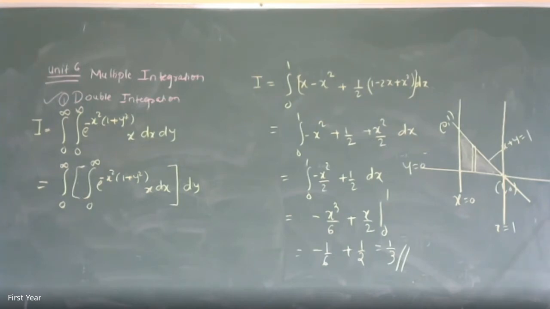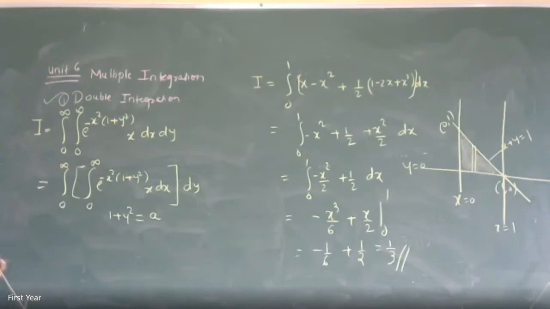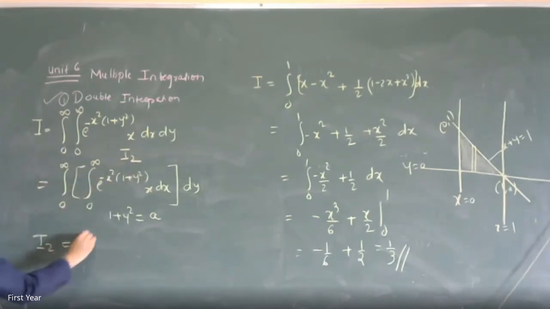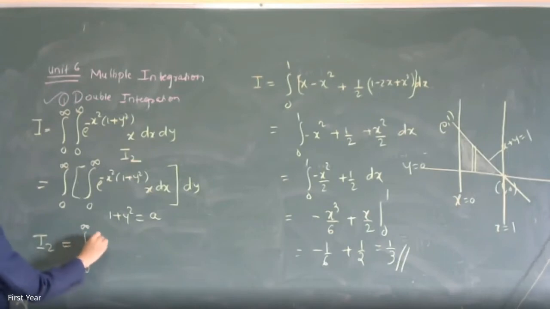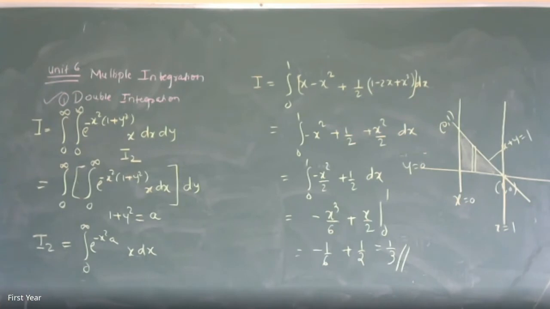This is what I have to do. So, tell me what you want to do. Put that constant as some term a. 1 plus y square is constant. Write it as a. So what will your integration be? 0 to infinity. This I'm writing only for I2. This is I2. I2 will become integration 0 to infinity e raised to minus x square into a x dx. Try to solve this. Is this easy to solve now?